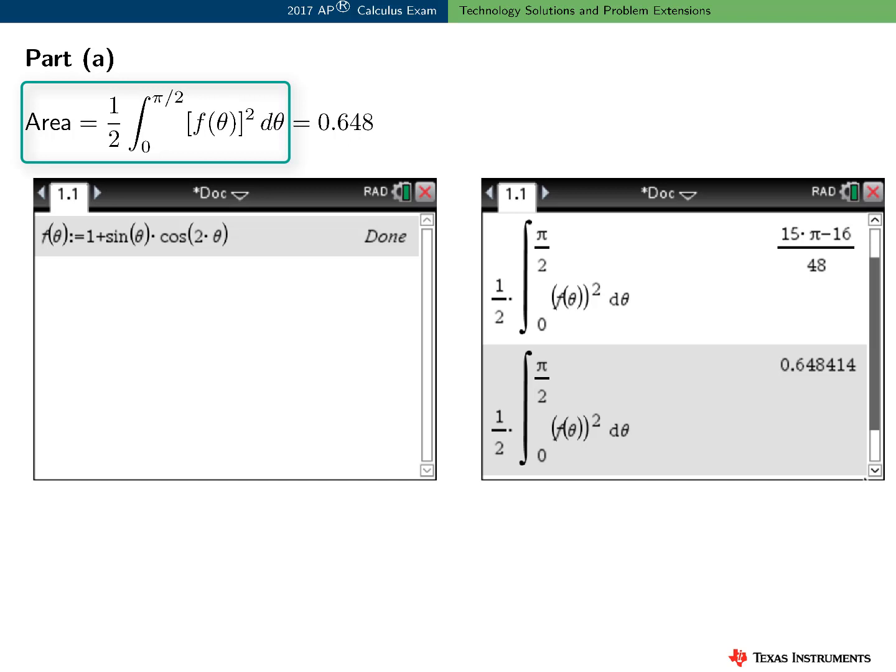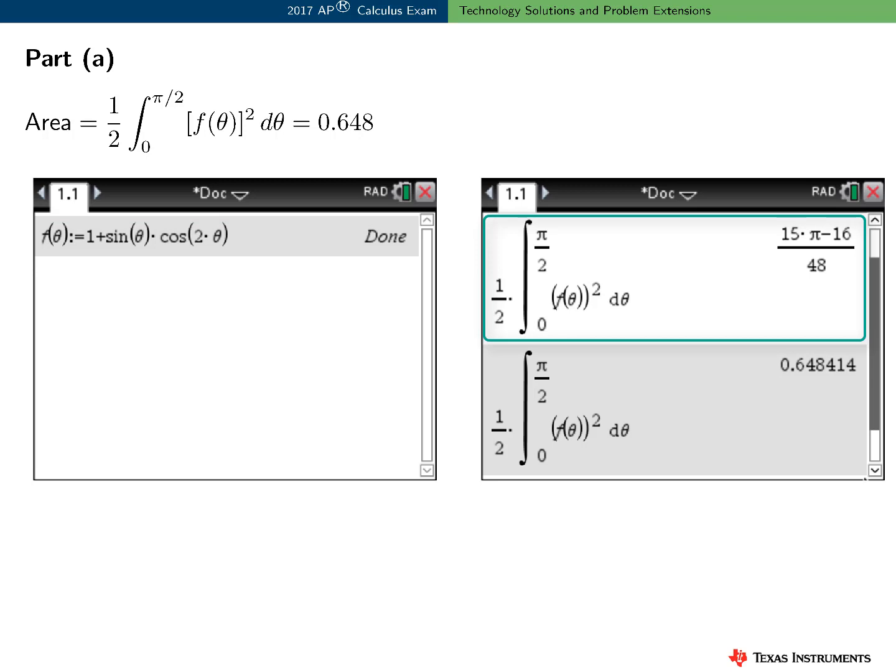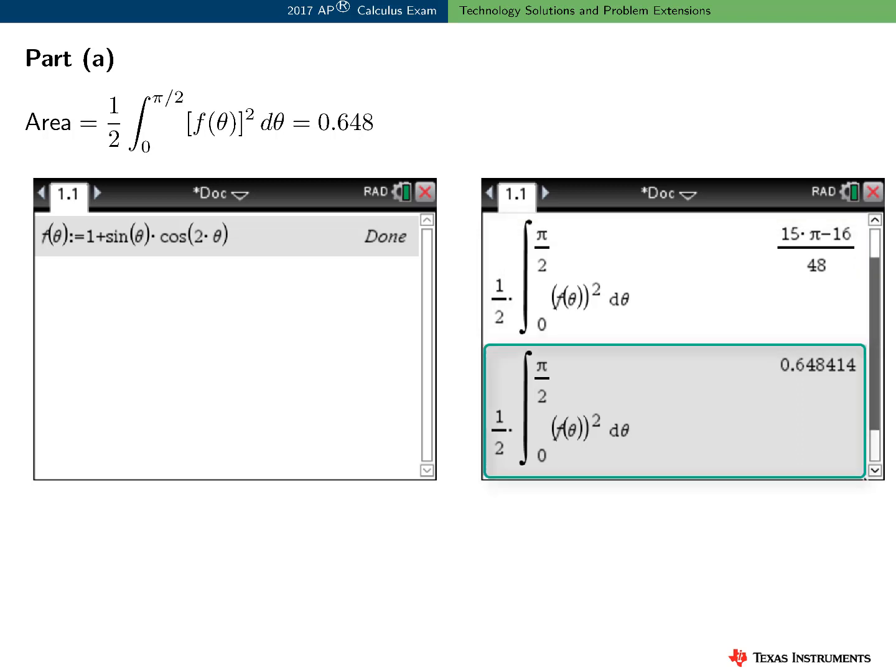To find the area of the region R, we need to use the formula for the area of a polar region. And I used the TI-Nspire to solve this problem. On a calculator page, I defined the function f, and then I evaluated the definite integral for area. Note that the TI-Nspire CX-CAS calculator returns the exact symbolic answer here. To find the numerical result, I used the approximation function. Or I could have included a decimal point in one of the constants in the integral expression. For example, I could write the constant in front as 1.0 divided by 2.